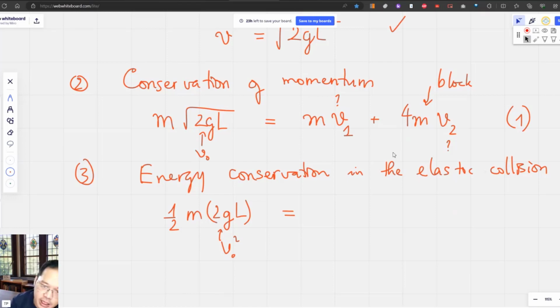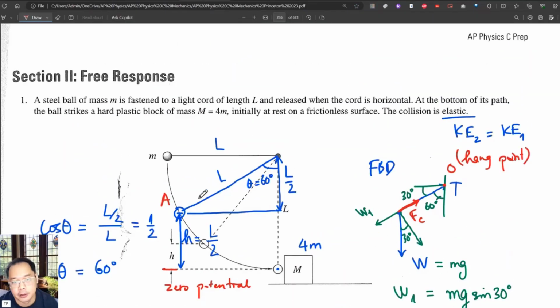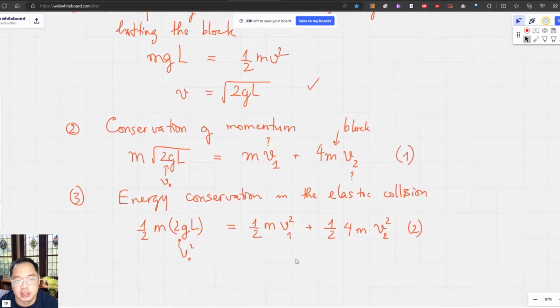After the collision, we have 1/2 of m times v1 squared, and another term, 1/2 of 4m, the block, times v2 squared. So we have the second equation. Solving this system of two equations, we will get the values v1 and v2. Do we know L, the length? No, we don't. Meaning we have to represent v1 and v2 in terms of g and L, making it complicated.